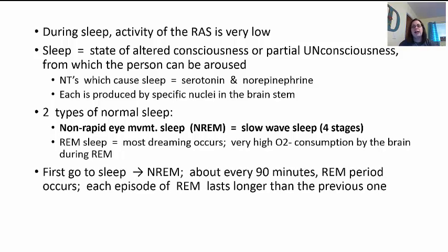So if we look at the pathway that this takes, first you have to go to sleep, and that's going to be your 4 stages in your non-rapid eye movement. Okay, so that's the 4 stages going from transition, light, moderate to deep sleep. So about every 90 minutes you go from non-REM sleep into REM sleep. Your REM period then occurs.